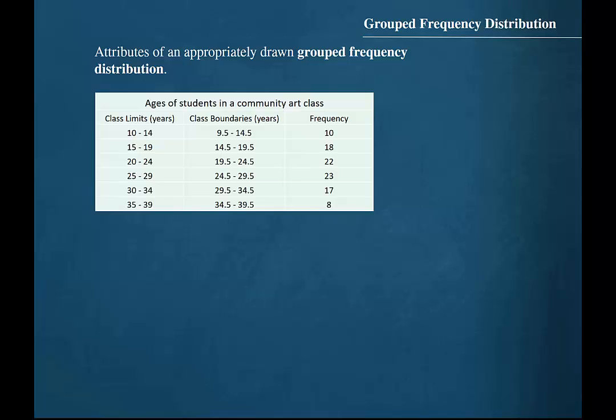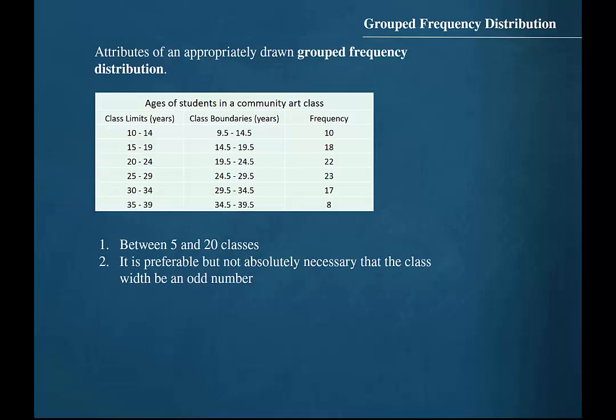Let's examine the grouped frequency distribution for the ages of students in the art class and see if all of the guidelines are satisfied. There should be between 5 and 20 classes. This grouped frequency distribution contains 6 classes. It is preferable, but not absolutely necessary, that the class width be an odd number. We can subtract the lower class boundary from the upper class boundary for any of these classes and see that the class width is 5.